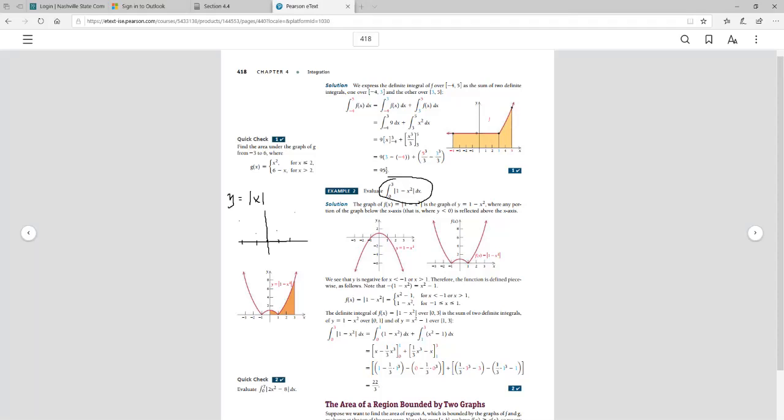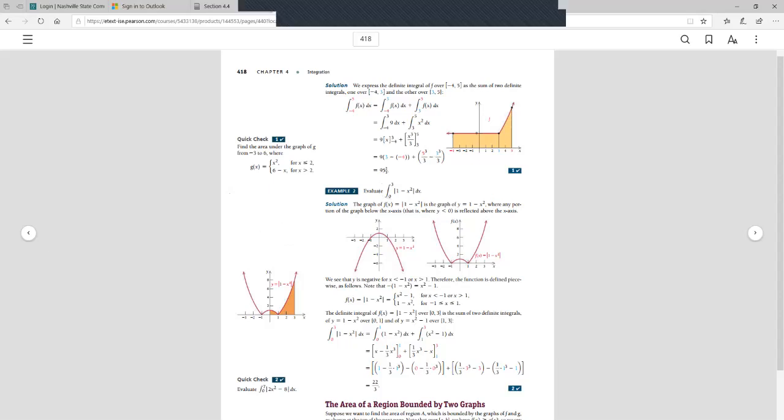And notice that when we graph the absolute value function, it looks like a V shape. In other words, those are two separate lines. Those are two separate functions. So anytime we have absolute value, we probably have multiple functions there. It says in the solution that the graph of the absolute value of 1 minus x squared is the graph of 1 minus x squared, where any portion of the graph below the x-axis, in other words, where y is less than 0, is reflected above the x-axis.